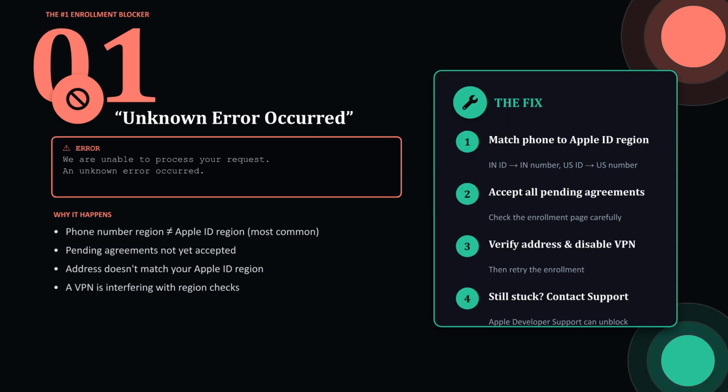Error 1. We are unable to process your request. An unknown error occurred. Let's start with the most common one. You submit your enrollment details and get, "We are unable to process your request. An unknown error occurred." No explanation, nothing. The number one fix: make sure the phone number on your Apple ID matches its region. India Apple ID? Use an Indian number. US Apple ID? Use a US number. A mismatch is the most common cause, and enrollment just silently fails.